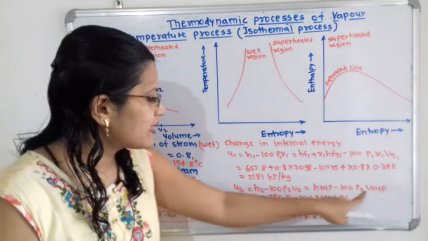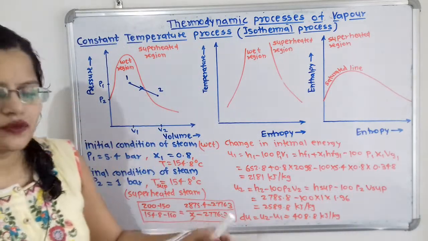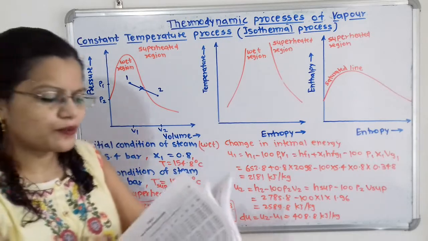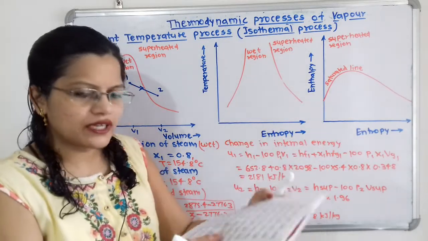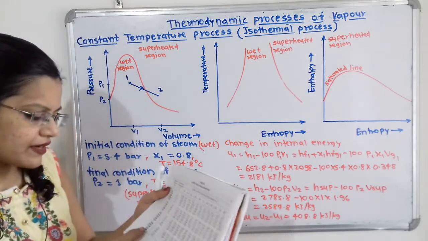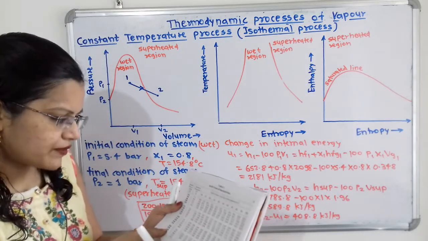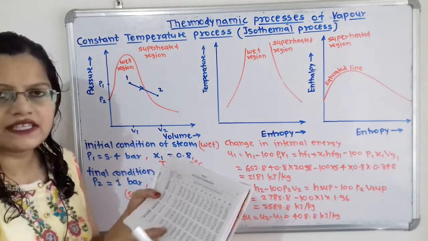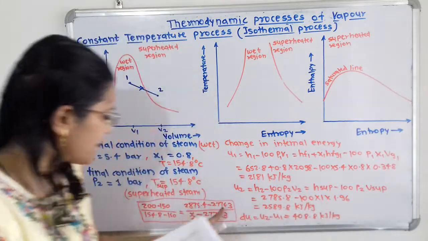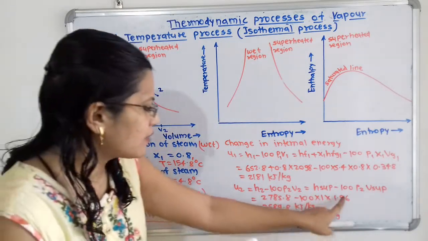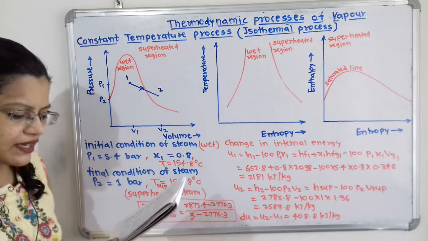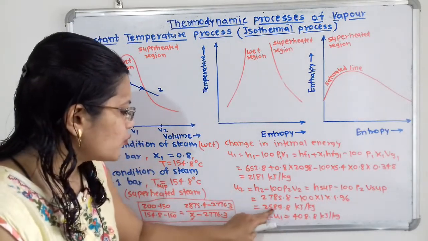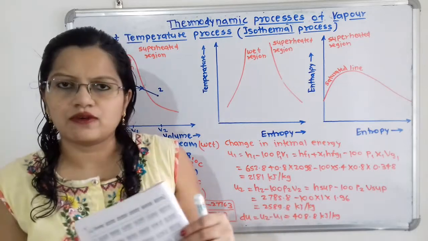Now in the same way we will calculate V superheated. So for V superheated, again the specific volume for the superheated steam is given. So here is the table. Now again we will refer here for 1 bar and 154.8. So 154.8 is not given. 150 and 200 degrees Celsius is given. So we will apply the same formula here and we will calculate what is the value of V superheated, that is 1.96. So when we calculate this, we will get 2589.8 kilojoule per kilogram.